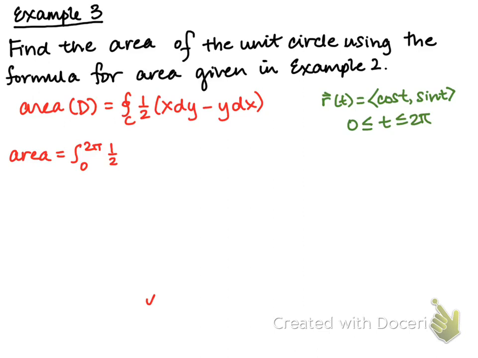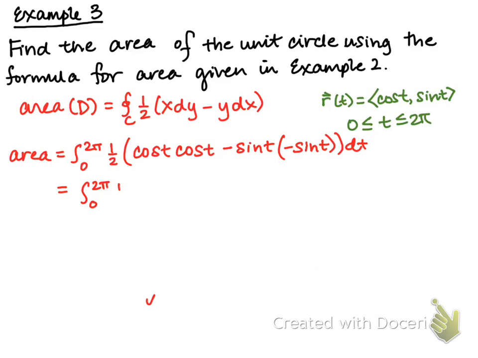All right, I need x of t, which is cosine t. Then I need y prime of t, which is also cosine t, dt. And then minus y of t, which is sine t, and dx dt, which is negative sine t, dt. And you can see this is going to turn into a nice easy integral because I'm going to get cosine squared t plus sine squared t, which is of course 1.